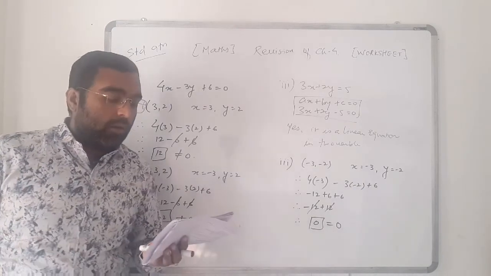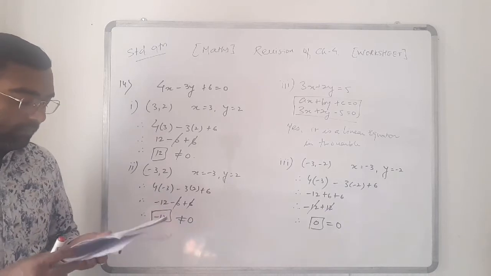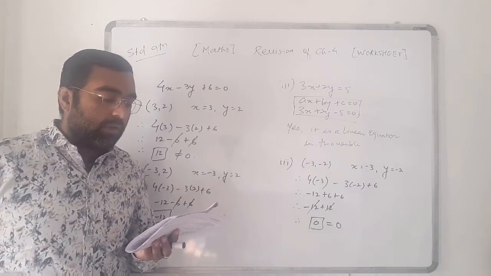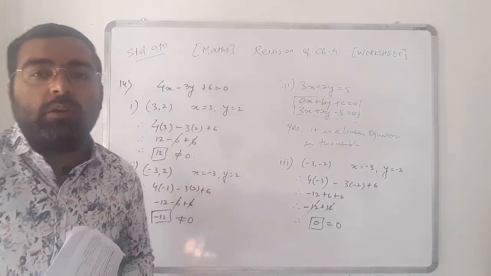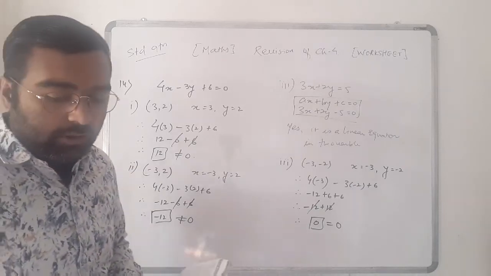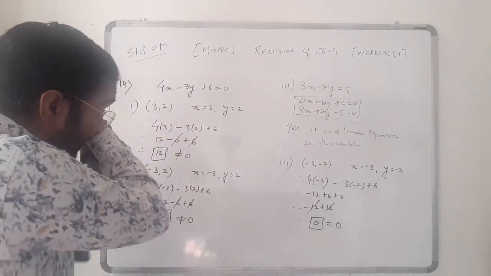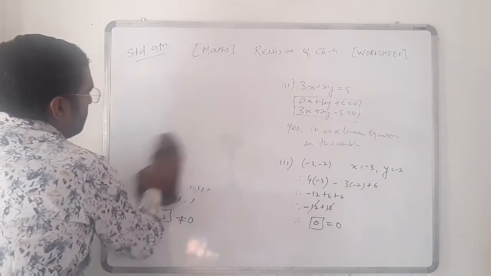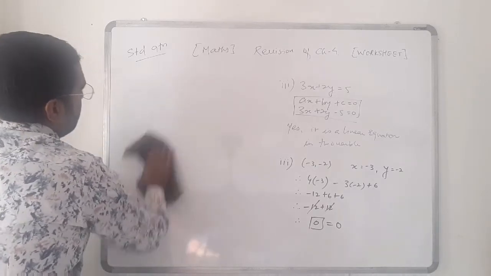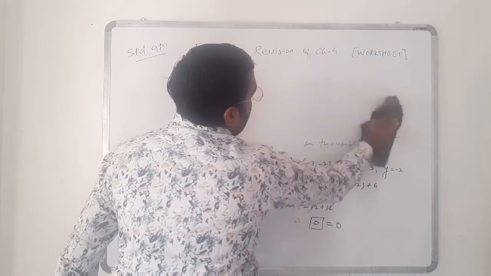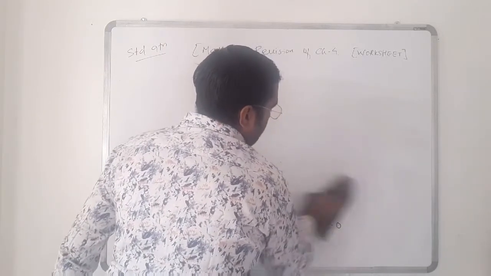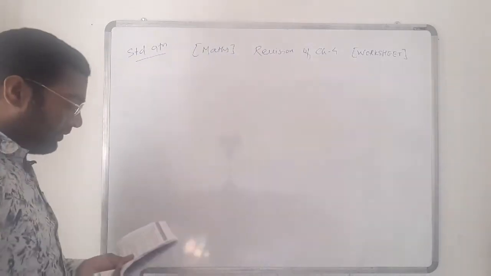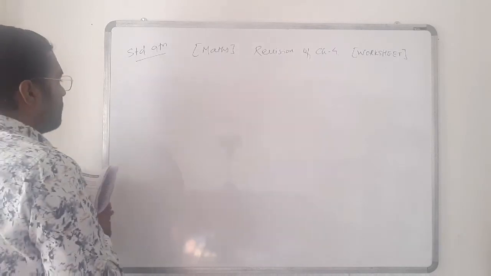Question number 19. Write each of the following as an equation in two variables. We should write the equation in two variables.